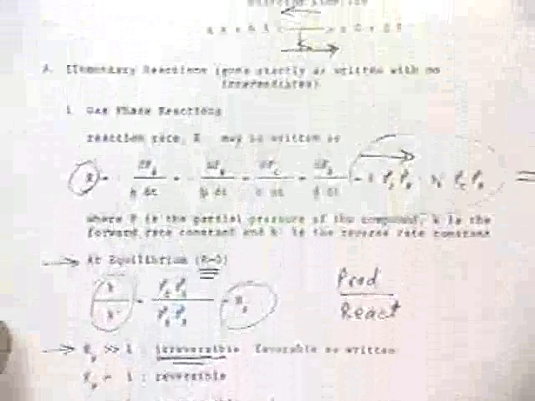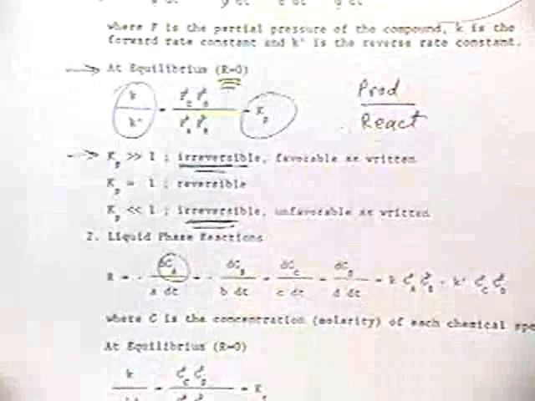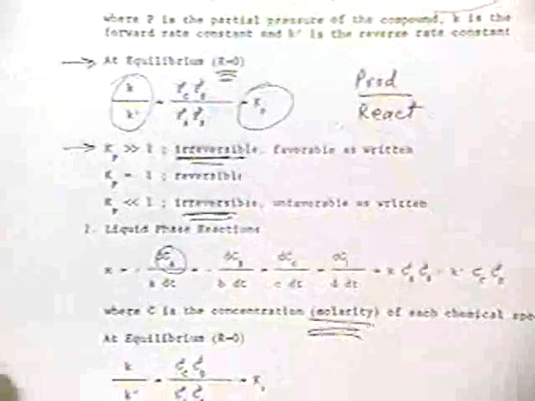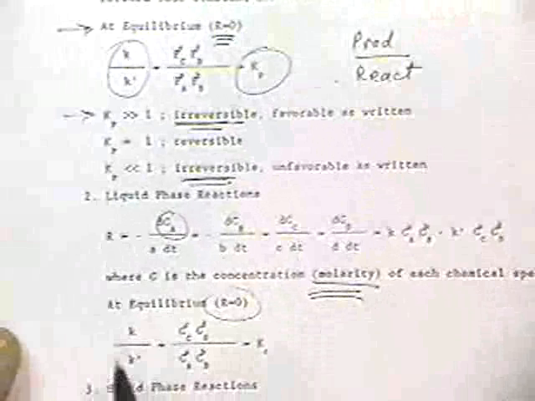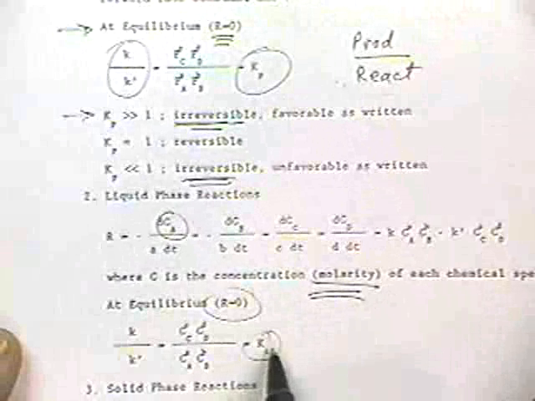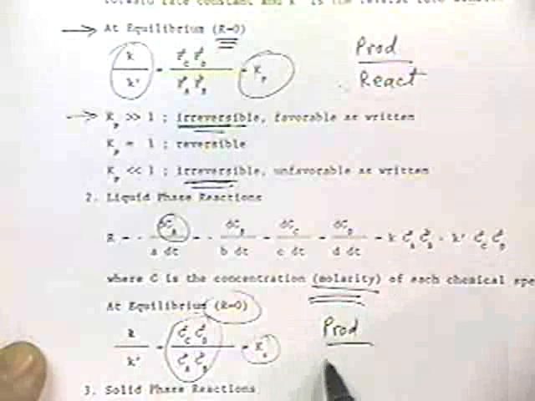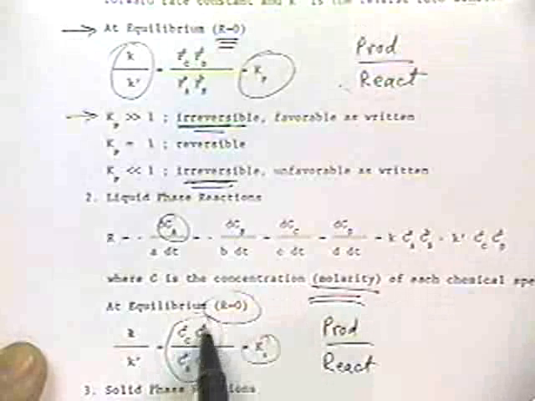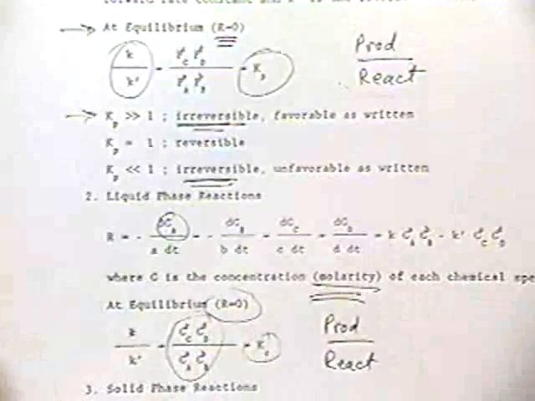Now, in the case of liquid phase reactions, rather than expressing our concentration as a partial pressure of each species, here we express it as a concentration, such as a molarity, for example. And it's the same argument that if the rate goes to 0, there's a proportionality or an equilibrium constant, which is the ratio of the forward and reverse constants, and you do the same thing with products over reactants, each raised to their respective stoichiometric power, and that just gives you the equilibrium.